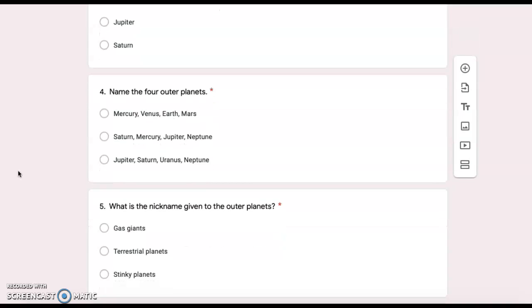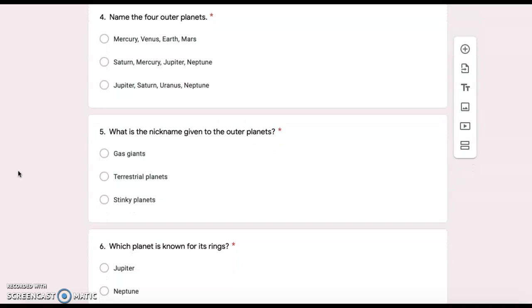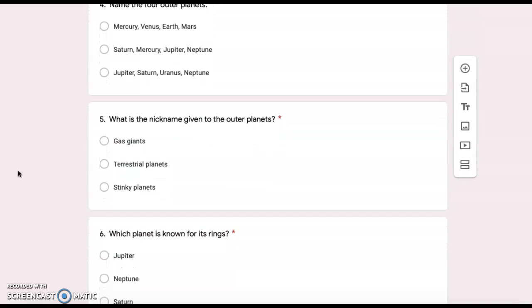Number 4. Name the 4 outer planets: Mercury, Venus, Earth, and Mars, Saturn, Mercury, Jupiter, and Neptune, or Jupiter, Saturn, Uranus, and Neptune. Number 5. What is the nickname given to the outer planets? Gas giants, terrestrial planets, or stinky planets?